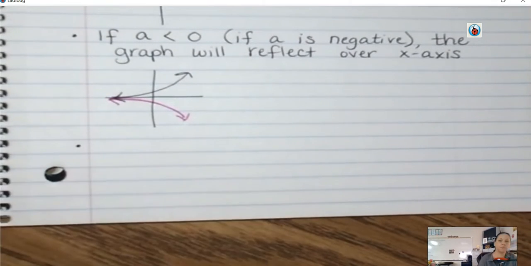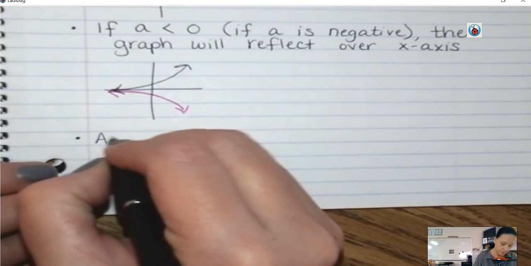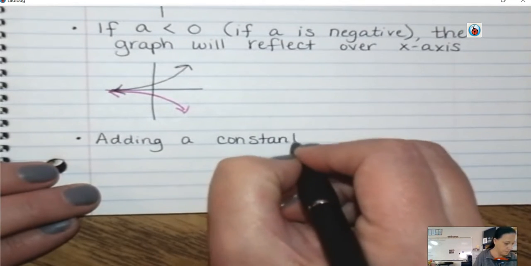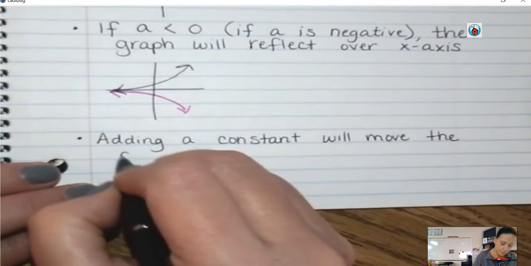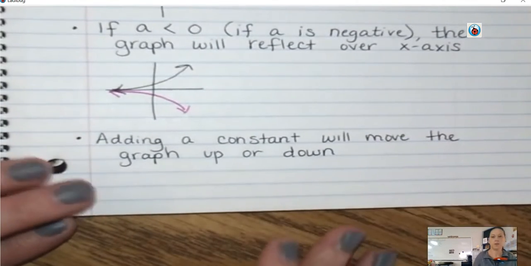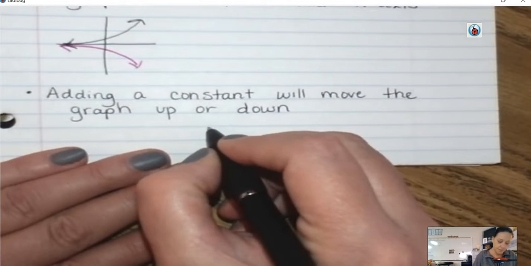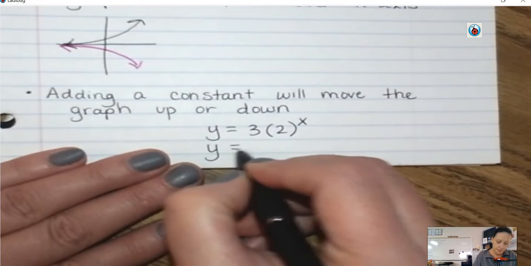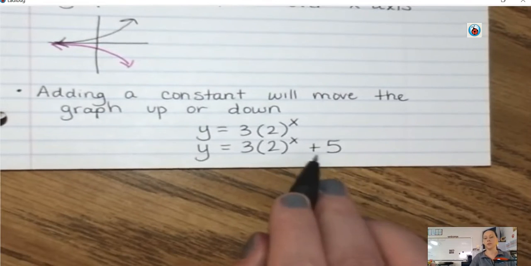And then last, adding a constant will move the graph up or down. Adding a constant will move the graph up or down. So for instance, if I have y equals 3 times 2 to the x power, and I put a plus 5 at the end, so this would be my constant.